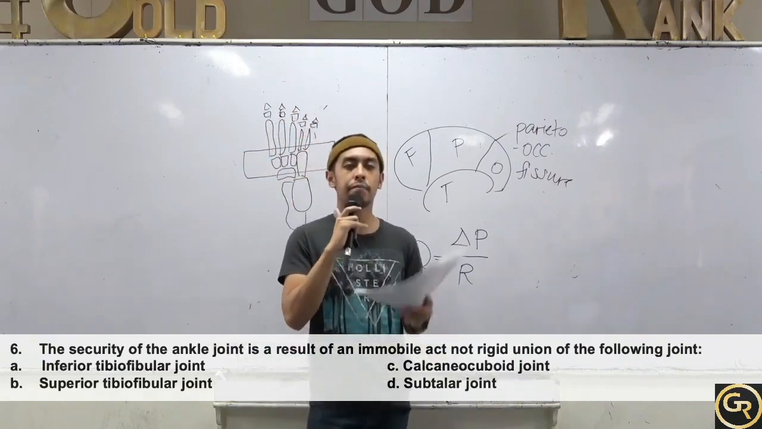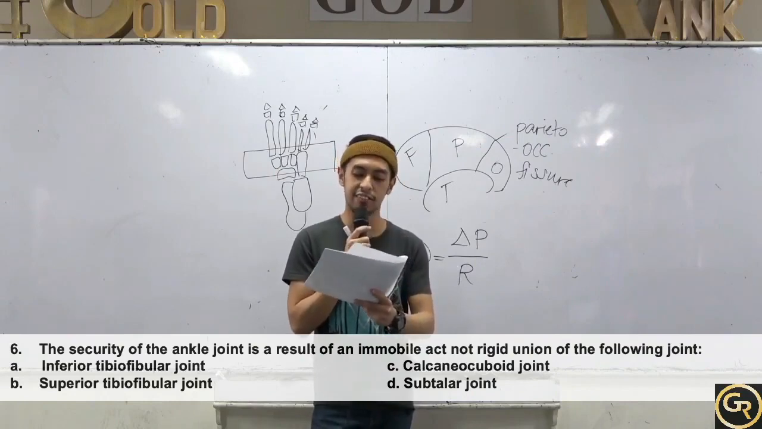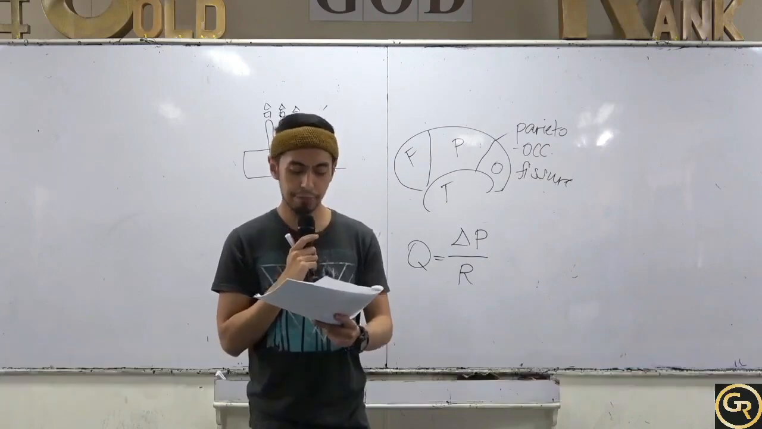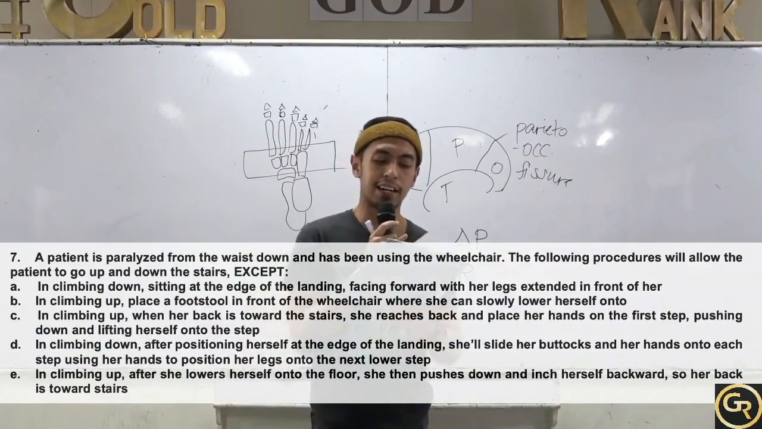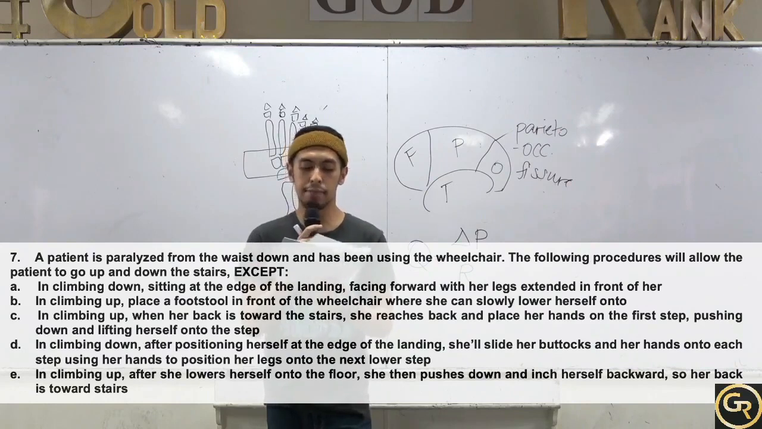There is only minimal movement in that area of the joint. Okay, so the answer for your number 6 is letter A. Letter A. 7. A patient is paralyzed from the waist down and has been using a wheelchair. The following procedures will allow the patient to go up and down the stairs except blank.